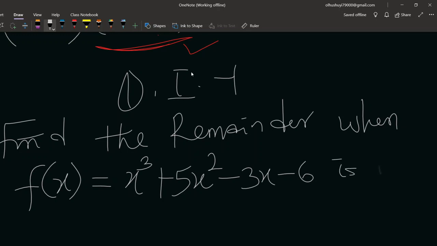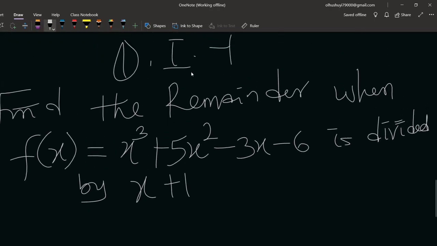Is divided by x plus 1. Divided by x plus 1. Yeah, try that on your own.